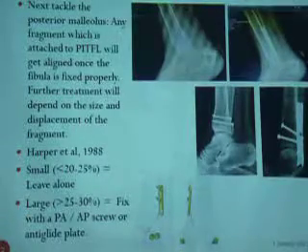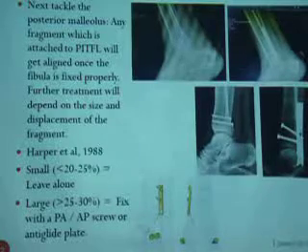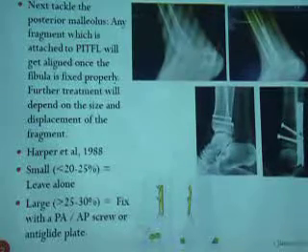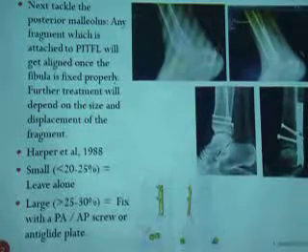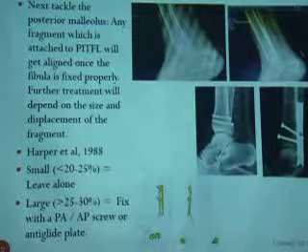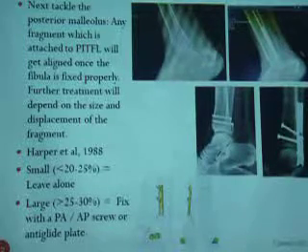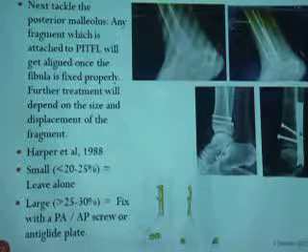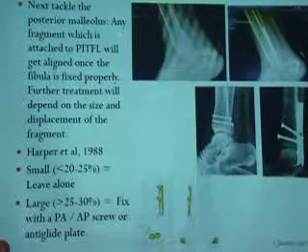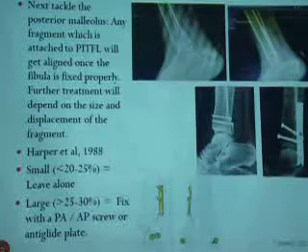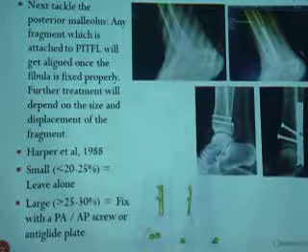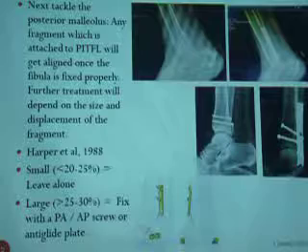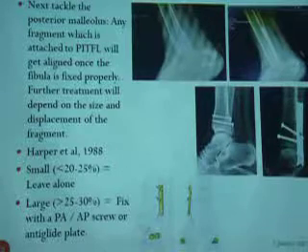Next, tackle the posterior malleolus. Any fragment which is attached to the posterior inferior tibiofibular ligament will get aligned once the fibula is fixed properly. That is, once you align the fibula to proper length and rotation, the fragment which is attached to the posterior inferior tibiofibular ligament will usually fall in place. Further treatment will depend on the size and the displacement of the fragment.